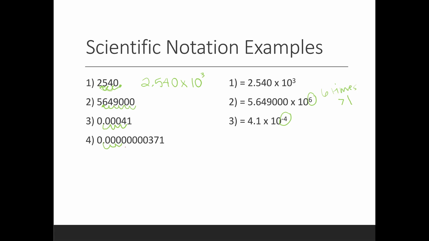1, 2, 3, 4, 5, 6, 7, 8, 9. There we go. Remember, I'm only allowed to have one digit before the decimal, so I had to move my decimal 9 times. That's where that 9 comes into play. 2.71 times 10 to the negative 9th is my answer there.